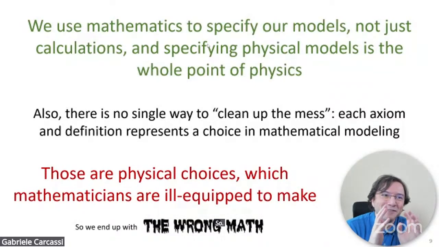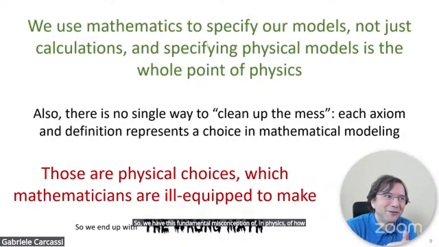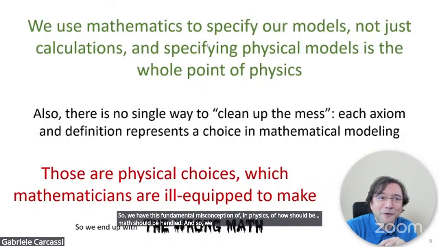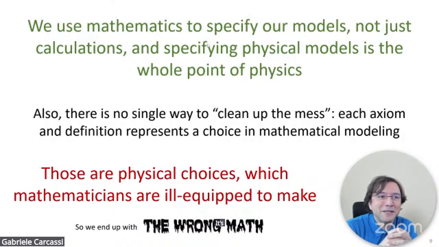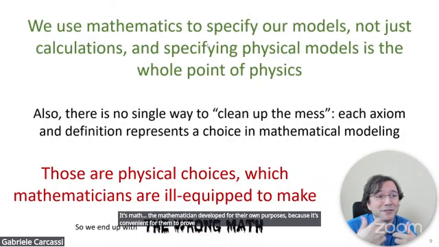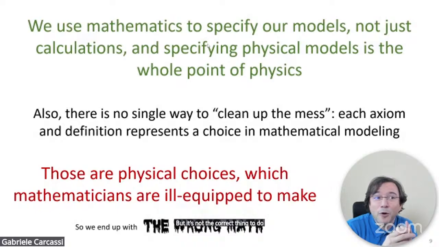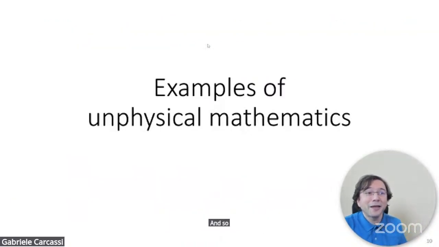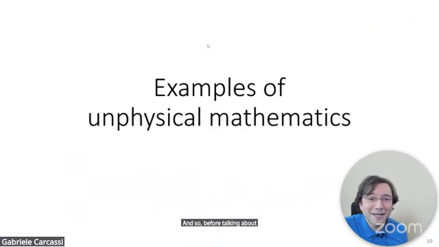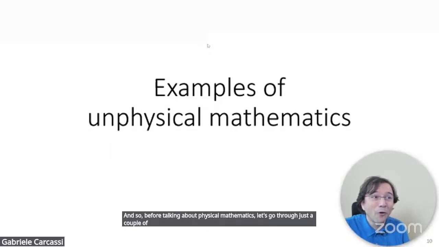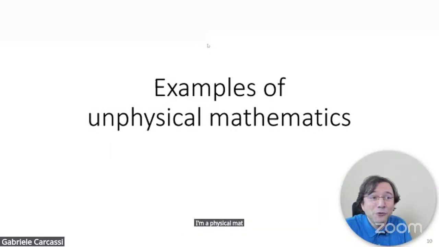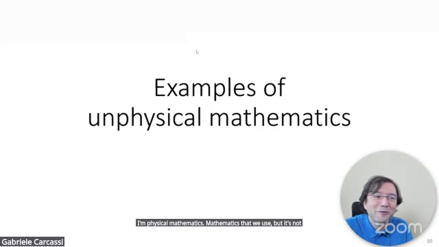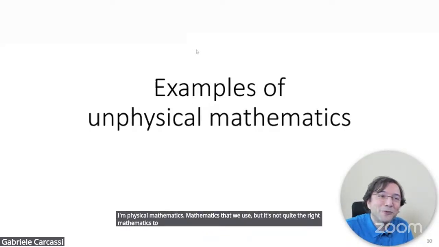So we have this fundamental misconception in physics of how math should be handled. And so we end up with the wrong math. It's math that mathematicians develop for their own purposes because it's convenient for them to prove theorems or to make calculations, but it's not the correct thing to do the mathematical model. And so before talking about physical mathematics, let's go through just a couple of examples of unphysical mathematics that we use, but it's not quite the right mathematics to describe the thing that we would like to describe in physics.